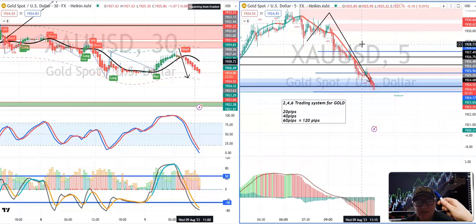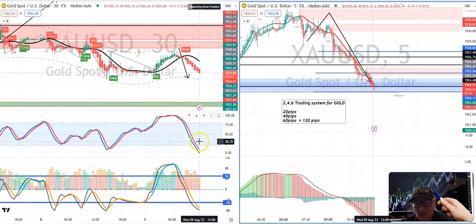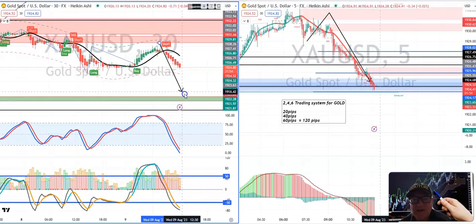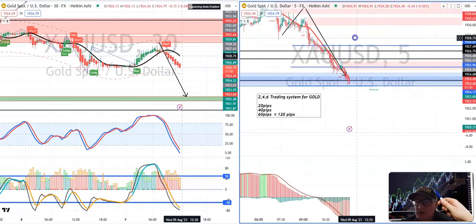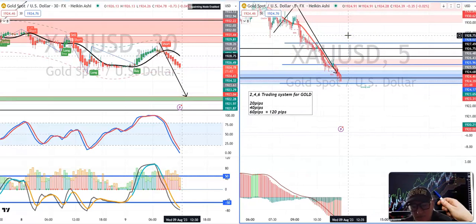I don't know if you can see this. The stochastics now on the left have become oversold. This can continue, of course. There is an order block down here to 1923, so this could continue, but any kind of reversal is going to give us a trading opportunity during the New York session, and I'll post the signal to you if you want them.